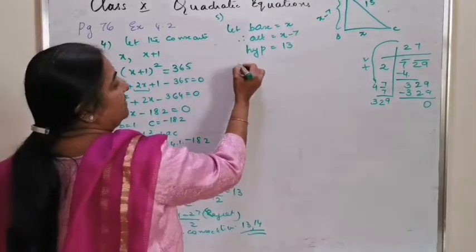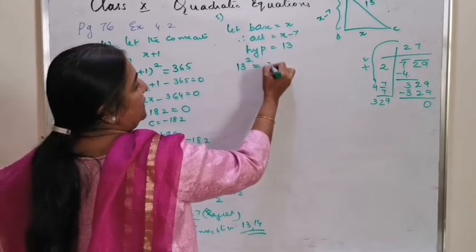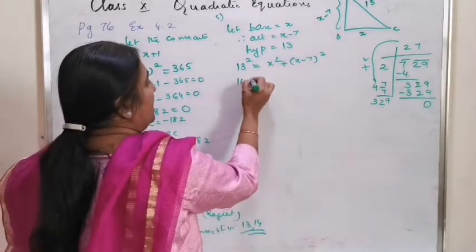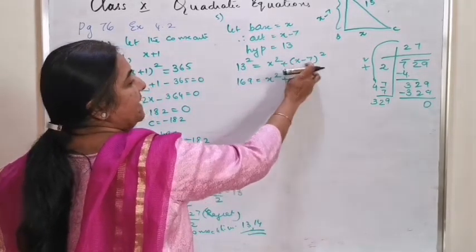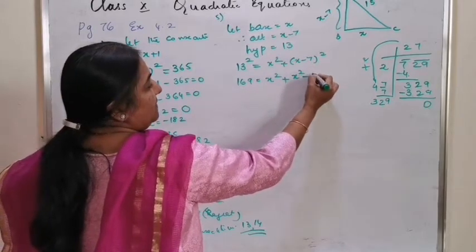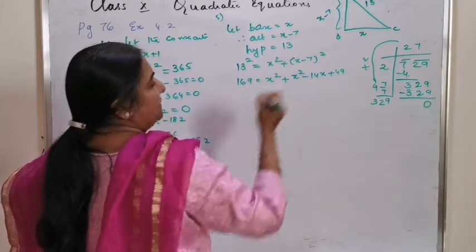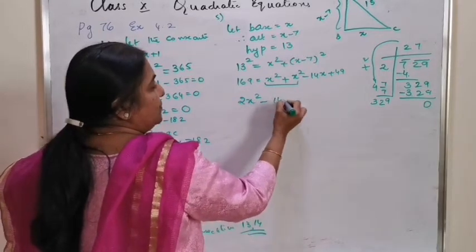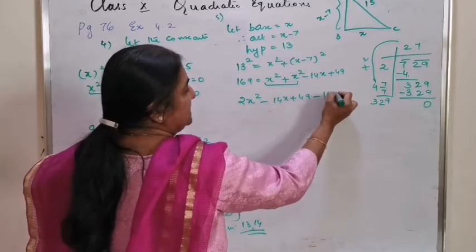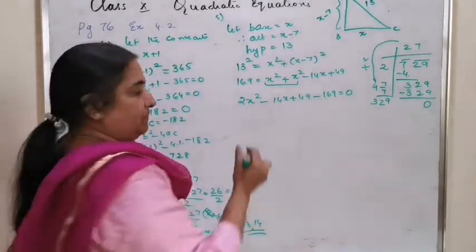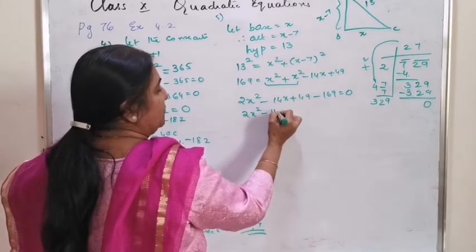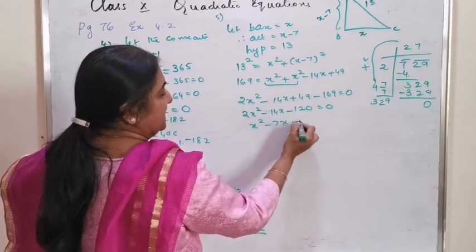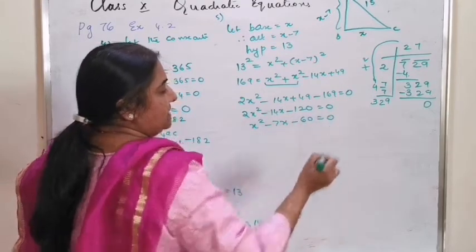So what will be the Pythagoras theorem? 13 square is equal to x square plus x minus 7 the whole square, or 169 is equal to x square plus a minus b the whole square, which is a square minus 2ab plus b square. x square plus x square is 2x square minus 14x plus 49 minus 169 equal to 0. 2x square minus 14x minus 120 equal to 0. x square minus 7x minus 60 equal to 0.